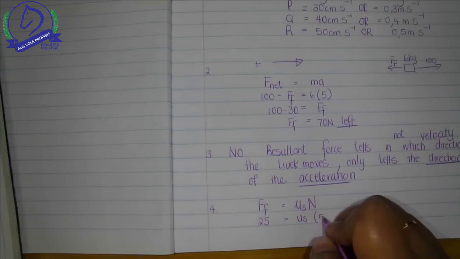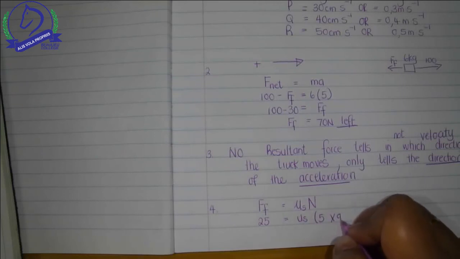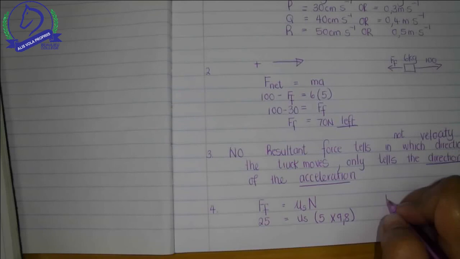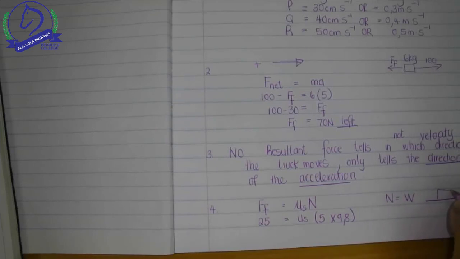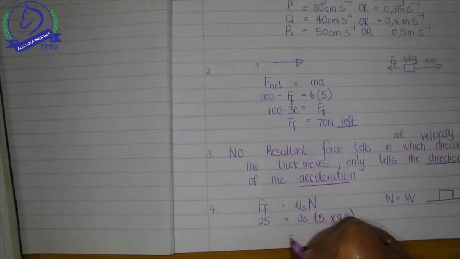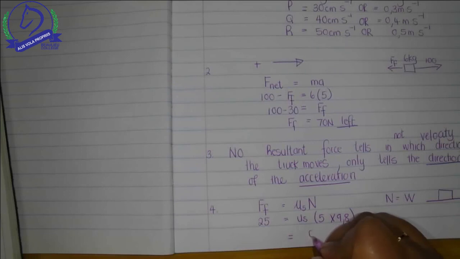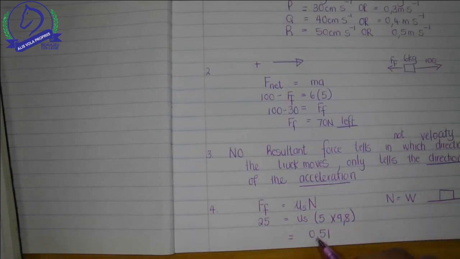We know the mass of the object, and we know for the normal force that the normal force is equal to the weight because the object is resting on a flat surface. Okay, and from there we get our mu s to equal 0,51. Remember, there are no units of measurement for this.